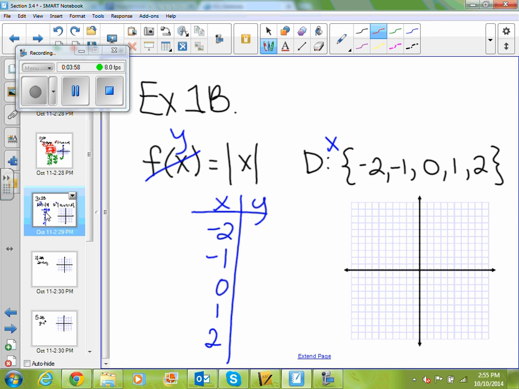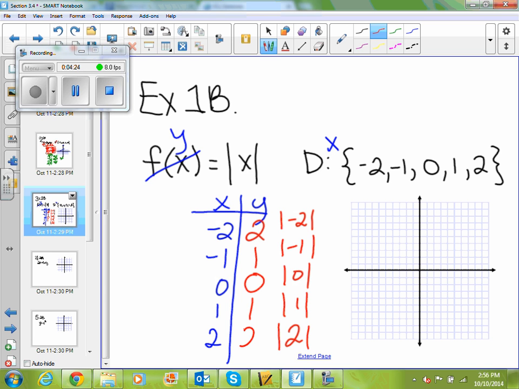Then if I plug that in, I get the absolute value of negative 2. And absolute value makes it positive, so this becomes positive 2. Plug in negative 1. The absolute value of negative 1 is 1. The absolute value of 0 is 0. The absolute value of 1 is 1. And the absolute value of 2 is 2.